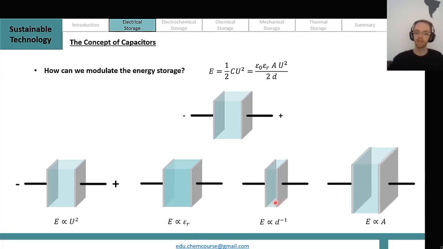Now, the next factor to keep in mind is the d here. So E is inversely proportional to d. This means if we reduce the distance between our two plates, we will also get a greater energy storage. And lastly, we have the A, which is the area of our electrodes. So the bigger the area of our electrodes gets, the energy stored in the capacitor will grow with it in a proportional way.